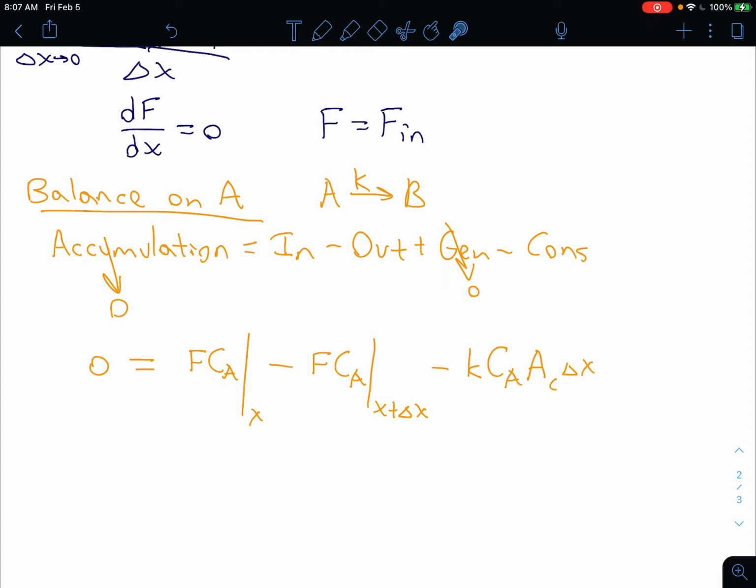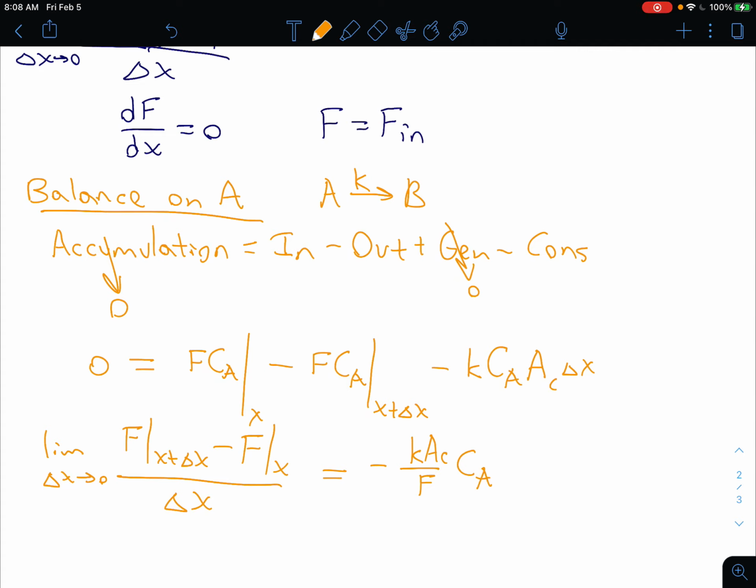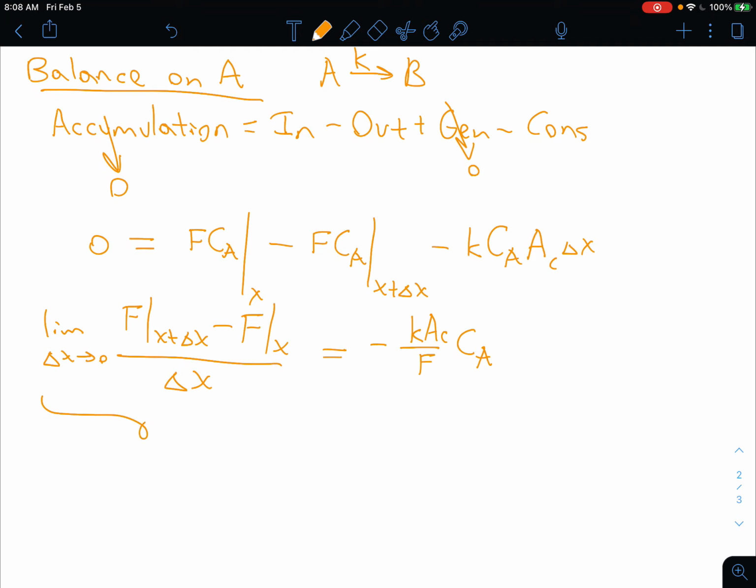And so I'm going to move these terms to the other side. I'm going to divide through by F, and I'm going to take the limit as delta X goes to 0. So the limit as delta X goes to 0 of F at X plus delta X minus F at X divided by delta X is equal to minus K A_C over F times CA. Let's see, I divide by delta X divided by F. I think that is correct. Okay, and this is going to be dF dx.